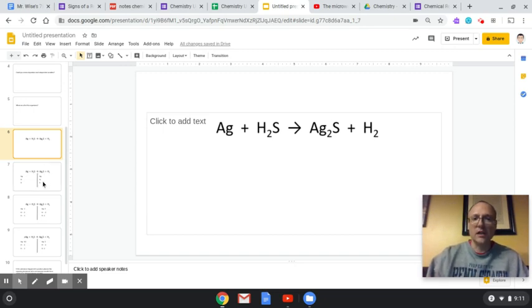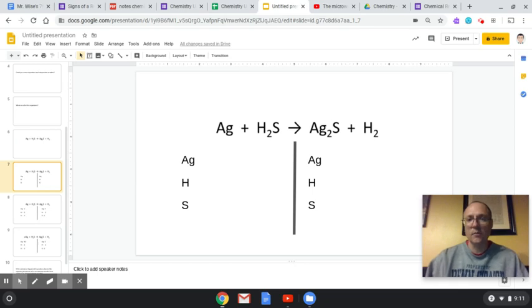And so what I like to do is I like to write it out and I like to count the number of atoms. That's step one, is to count the number of atoms on both sides of the equation. So wherever the arrow is, I like to draw a line underneath there, and then I list the elements as they appear. So I have Ag, and I listed Ag. I have H, I listed H. I have S, I listed S on the left, and then I recopied that same list on the right side of the equation for the three elements that I have here. The next thing to do is to count the number of atoms on both sides.